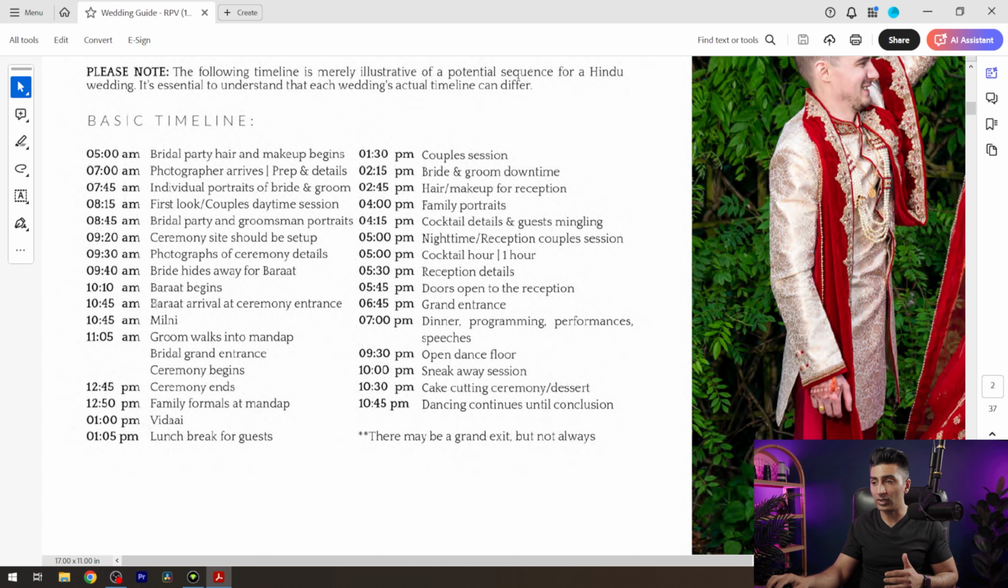After the wedding ceremony starts, prior to that, it's going to be your Bharat ceremony and then the actual milni itself between the family and friends. So we'll speak a little bit more about what that is. And then the actual ceremony.